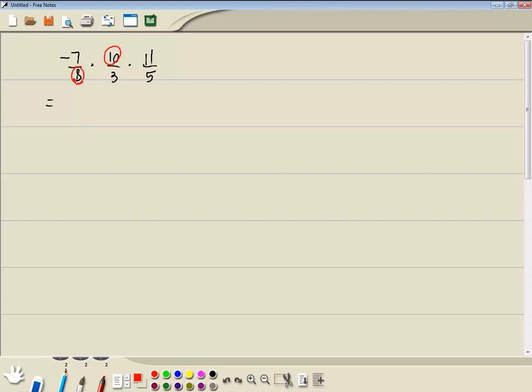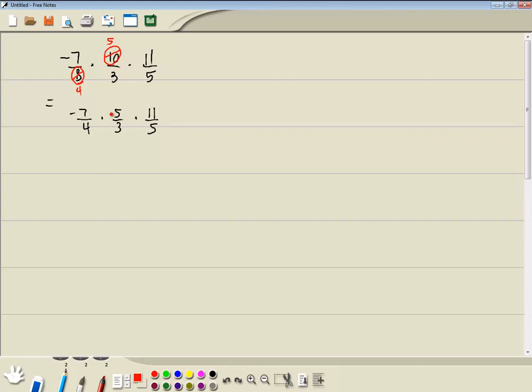Well, 8 and 10 are both divisible by 2. So 8 divided by 2 is 4. And 10 divided by 2 is 5. So we're going to have negative 7/4 times 5/3 times 11/5. We can still do a little bit more simplifying.